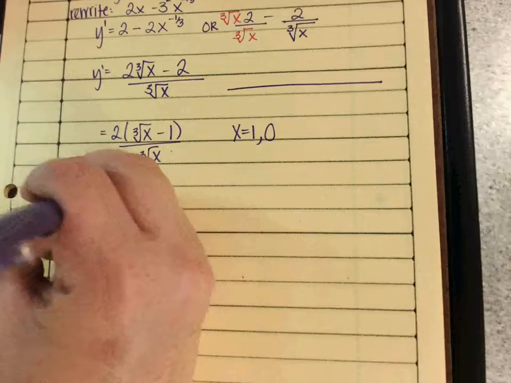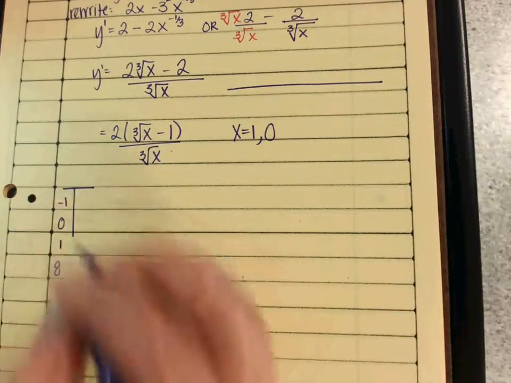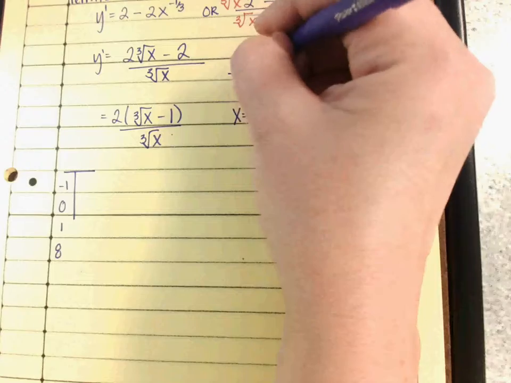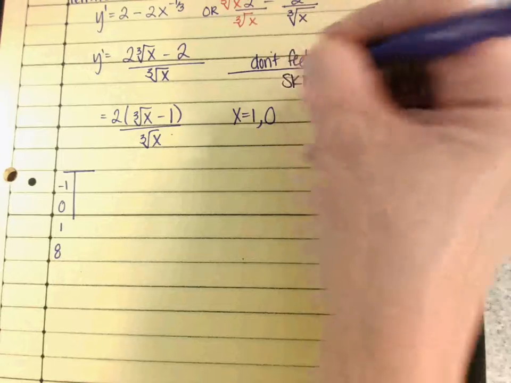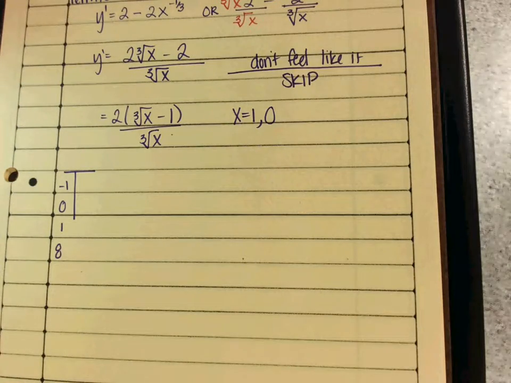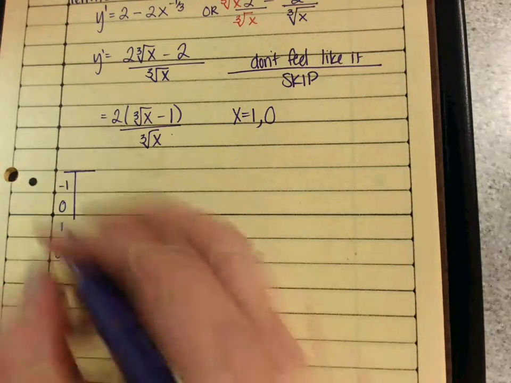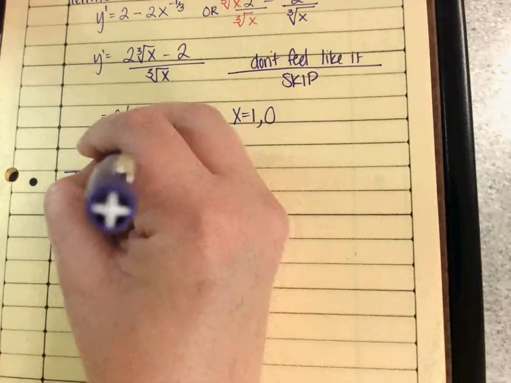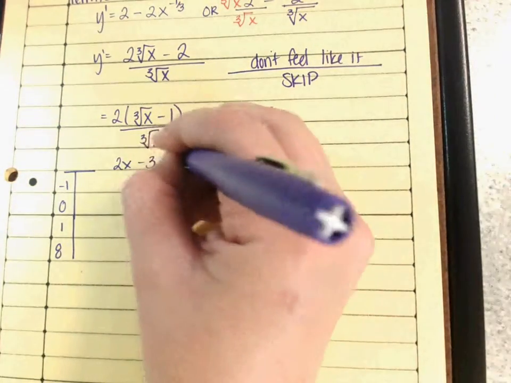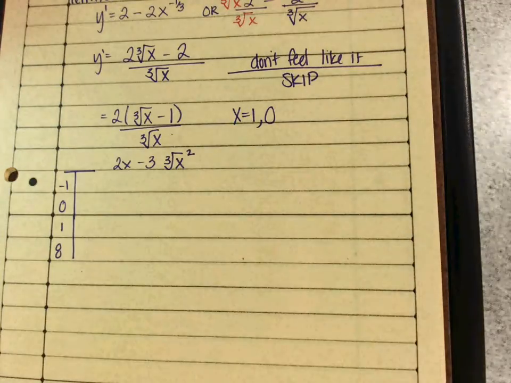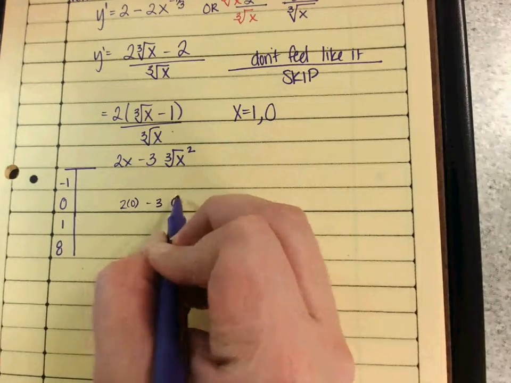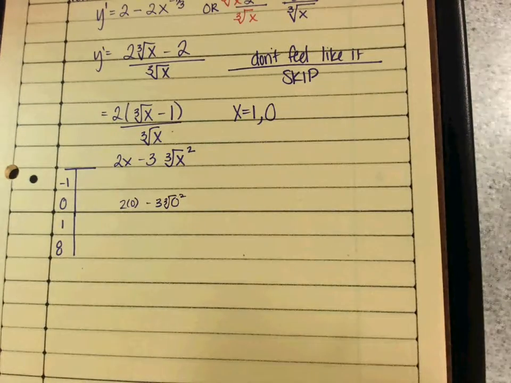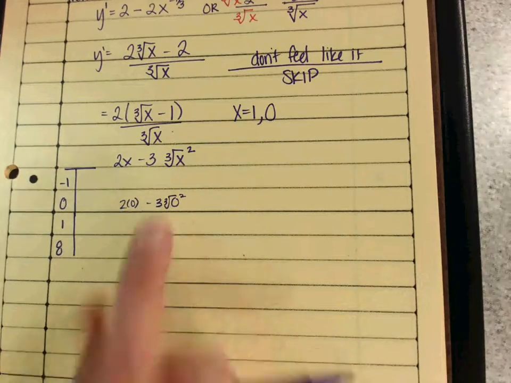Okay, so negative 1 and 8, 0 and 1. So I don't feel like it, so I'm going to skip it. But if I'm going to skip it, I have to include everybody that was a local candidate. I can't eliminate anybody unless I check that. Okay? We are plugging into the original, which was 2x minus 3 cubic root x squared. Let's plug in 0 first because it's easiest. What's 2 times 0 minus 3 times 0 squared and cubic rooted? 0 minus 0 is 0.